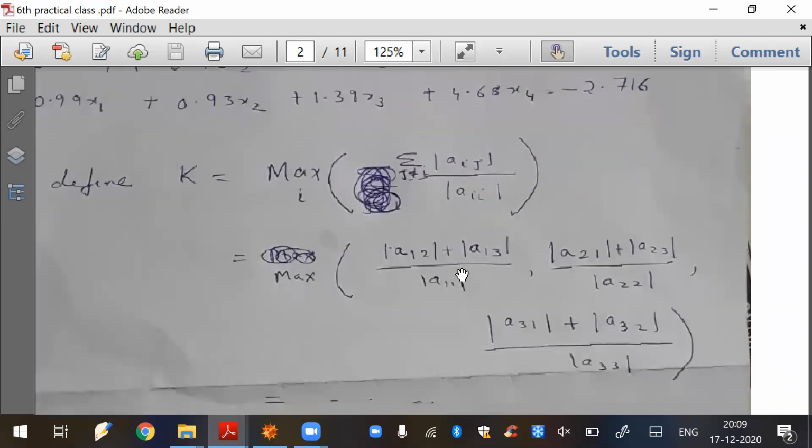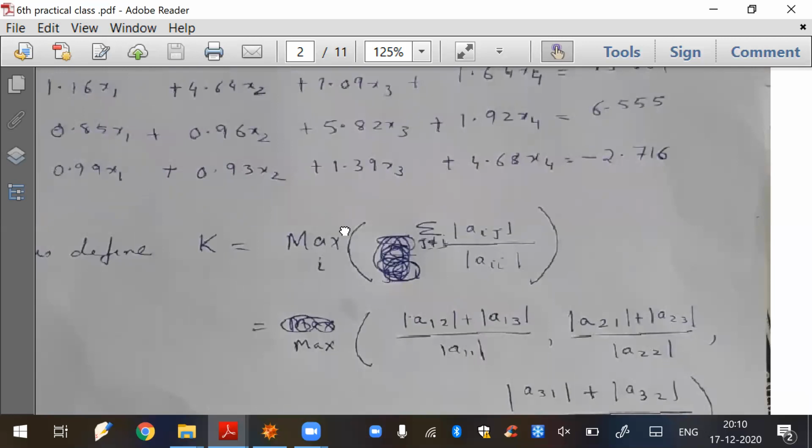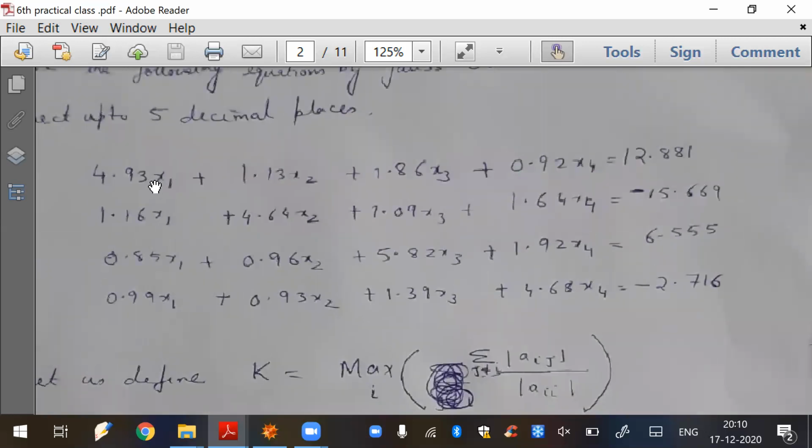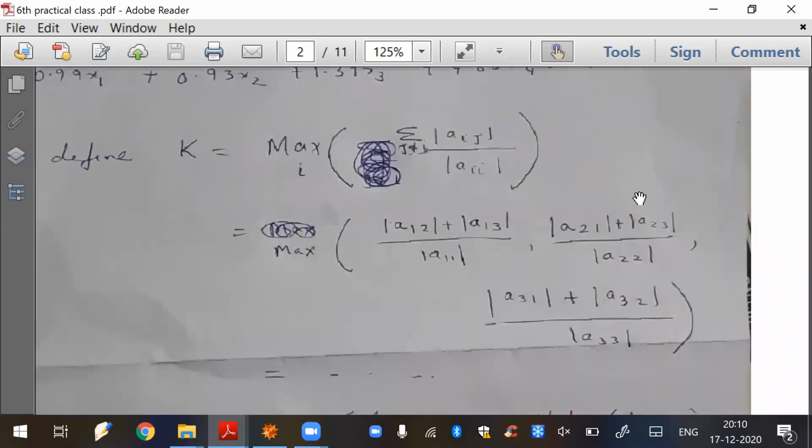So accordingly, what we are trying to show here, if you add up all these terms, that should be less than the diagonal term. Because suppose consider this is the maximum. Okay, so what you are getting? Mod of A12 plus mod of A13 by mod of A11 less than 1. That means mod of A12 plus mod of A13 less than mod of A11. That means the diagonal element in the first row is larger than the sum of all the remaining elements. Okay. So if this is the case, and as this is the maximum, obviously this will be the case, that is less than 1 will be the case for all the remaining ones.